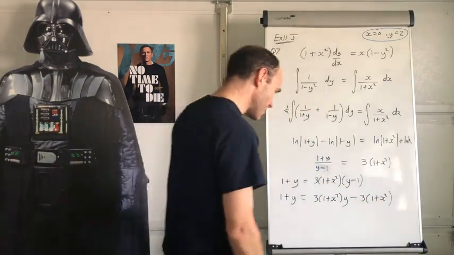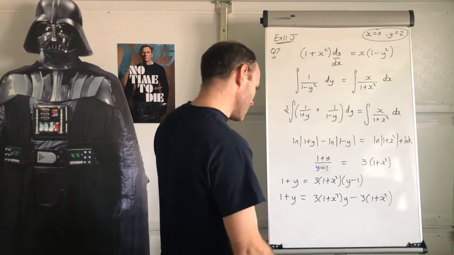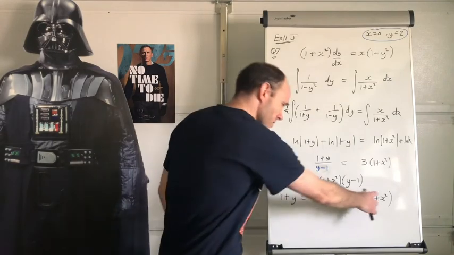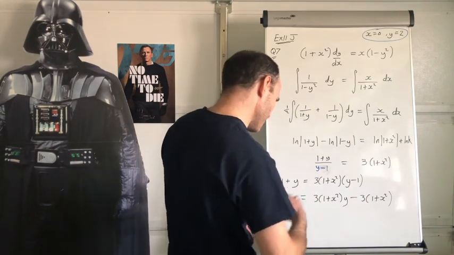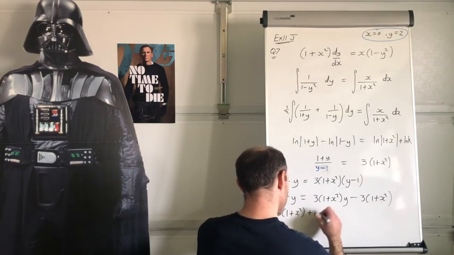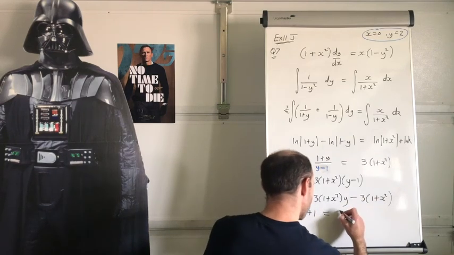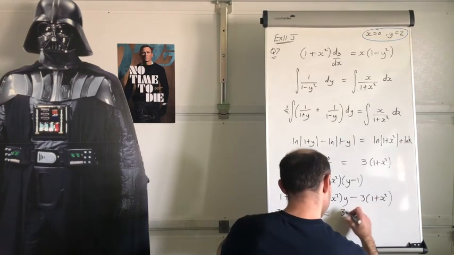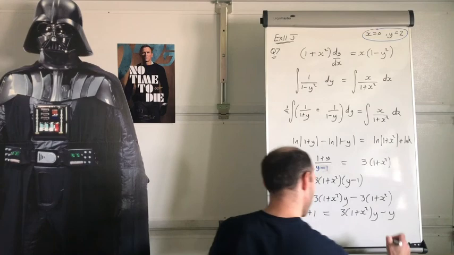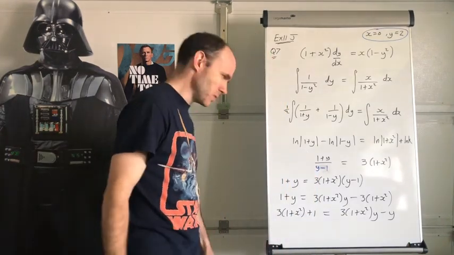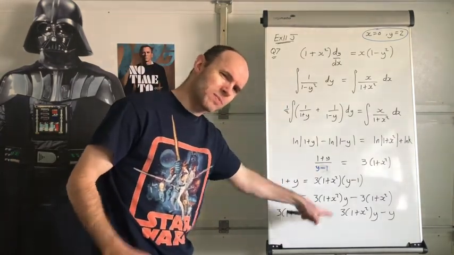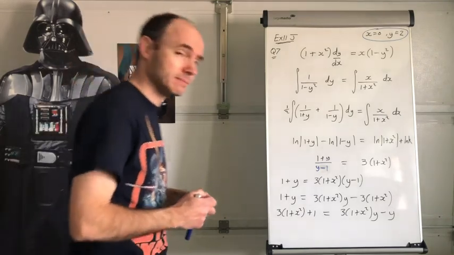Now, how do I want to do this? I'm going to keep as many terms positive as possible. So I'm going to put that over there, and put the y over there. So here we go. 3, 1 plus x squared plus 1. That's the left hand side. And then the right hand side will be 3, 1 plus x squared y, subtract y. Good. Because I've only got a small space left, I want to fit the final answer into that small space, if I can.